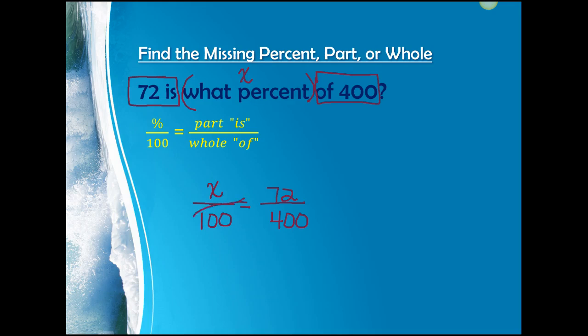100 times 72 is 7,200. Then we have to take that number and divide by the 400, and that equals 18%. Therefore, 72 is 18% of 400.